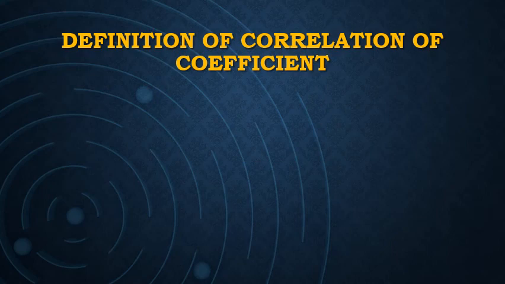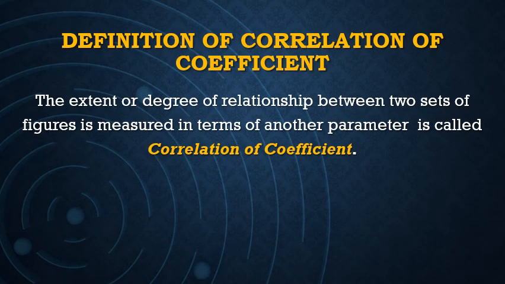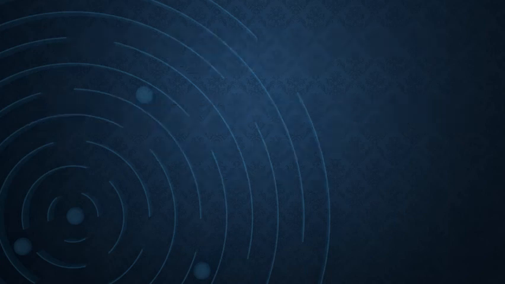So the definition of coefficient of correlation. The extent or degree of relationship between two sets of figures, measured in terms of another parameter, is called the coefficient of correlation. Fine. So how one variable will affect another, and to what degree and extent it is affecting, that we are seeing with the coefficient of correlation. It is denoted by R.